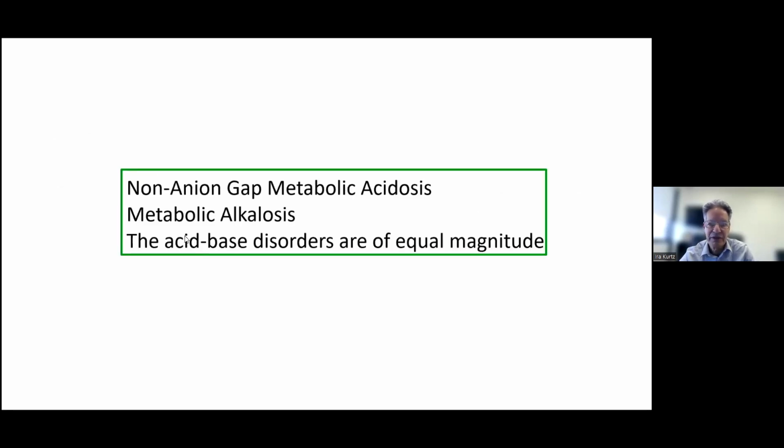Okay, so this patient has, as we said, a non-anion gap metabolic acidosis. This is what you would put on the exam. You'd put these two things, and they must be of equal magnitude.